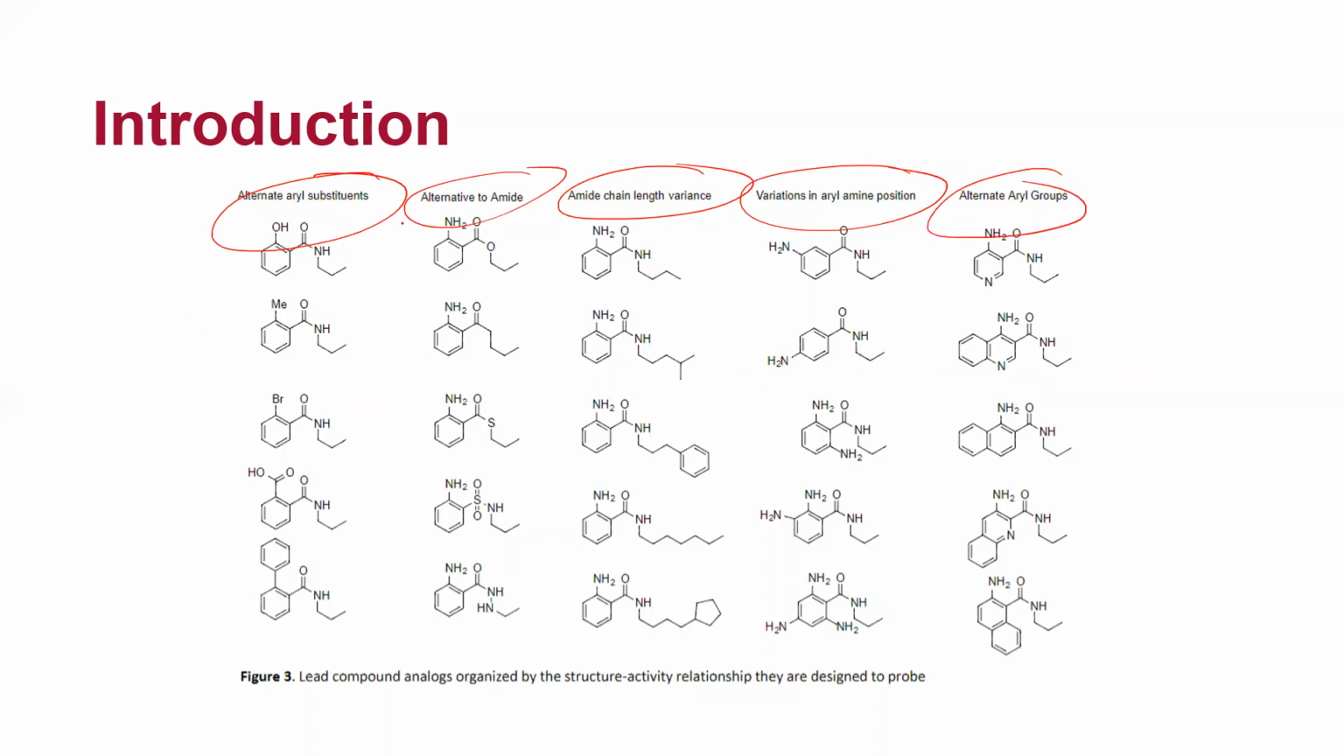Each set has been modified for the substituents. For example, in this one, the R1 substituents are modified, this one for the amide, this one for the chain length variance, and so on and so forth. What we want to do is basically to compare which analogs have the best binding to the HDAC2 protein. And we will do that using computer-aided drug design tools.